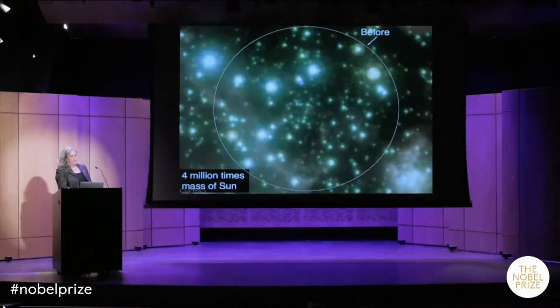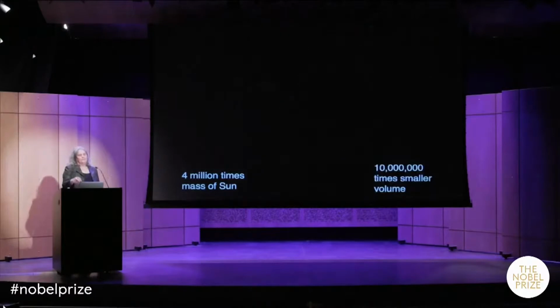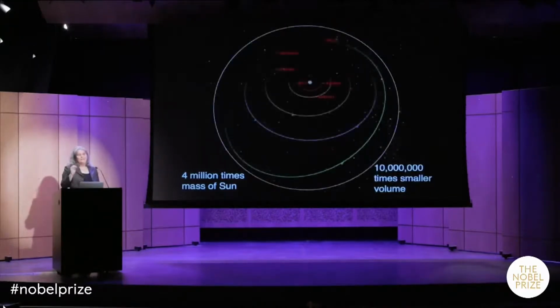Well, before we started this experiment, we knew that there was 4 million times the mass of the sun inside a region that's depicted here with a circle. And at this point, you're well outside the Schwarzschild radius. But what this experiment has done is to show that, in fact, there's 4 million times the mass of the sun inside a volume that's 10 million times smaller. And that volume corresponds to the scale of the solar system.